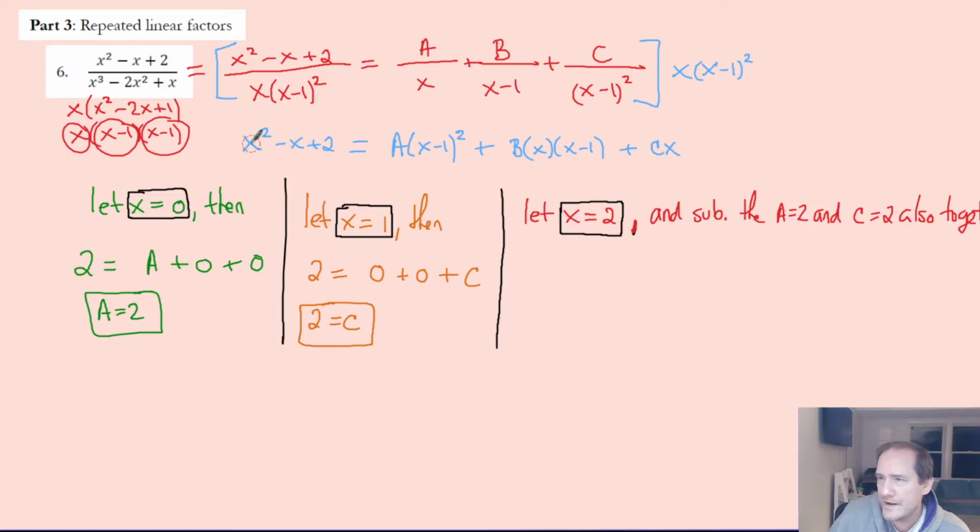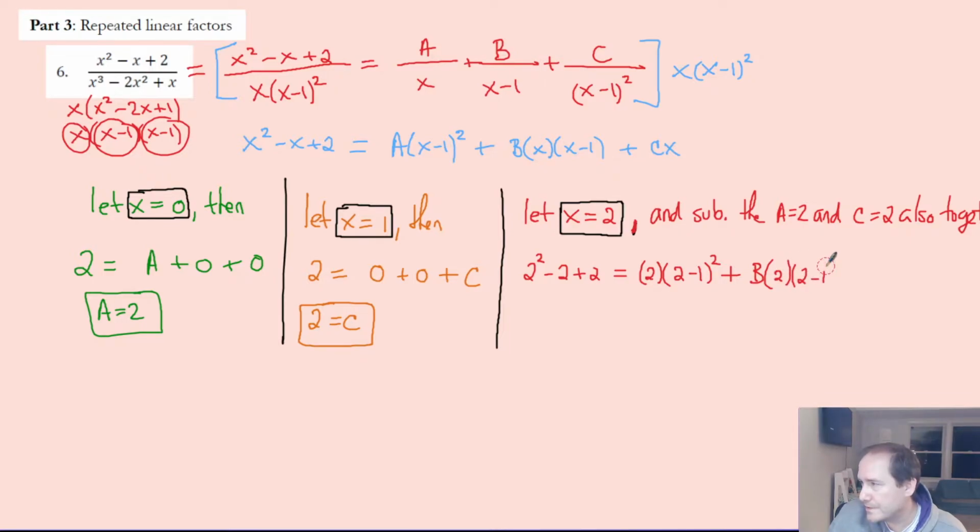So what do we get? We're going to let x equal 2, so this will be, I'm going to do this the long way, by the way, but we'll go 2 squared minus 2 plus 2 equals, now the A is 2, so that'll be a 2, and x we said we're going to let be 2. That's a lot of 2's. Don't get confused. It shouldn't be confusing, but if you really had a concern that A was 2 and C was 2, you could have let x be 3, right? It doesn't matter though. But it's going to be 2 minus 1 squared. Then B is our only unknown, so it's going to be B times 2 times 2 minus 1.